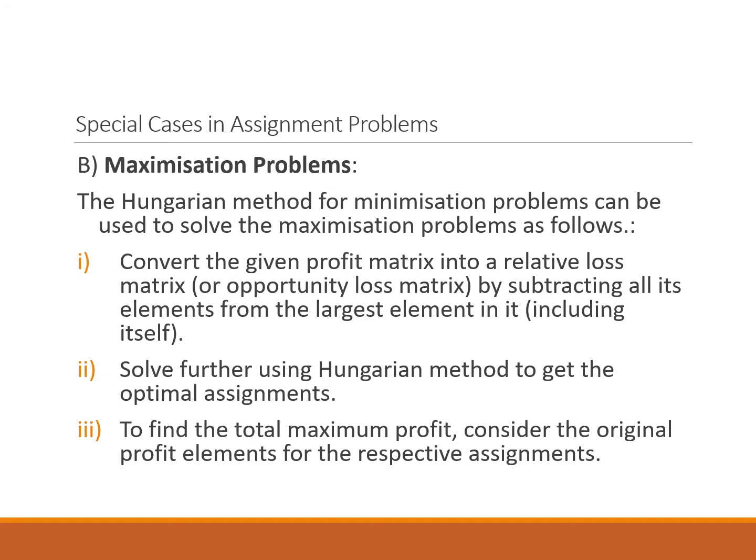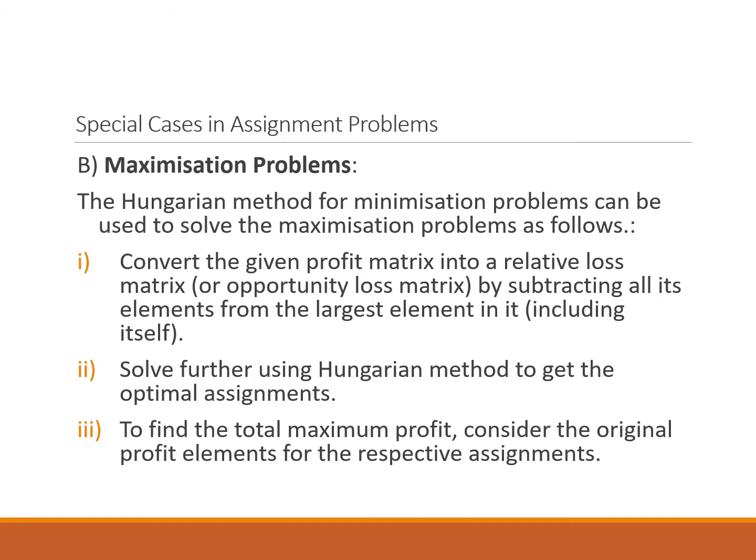First, convert the given profit matrix into a relative loss matrix, that is called the opportunity loss matrix, by subtracting all its elements from the largest element in it, including itself. Second, solve further using the Hungarian method to get the optimal assignments. Third, to find the total maximum profit, consider the original profit elements for the respective assignments.